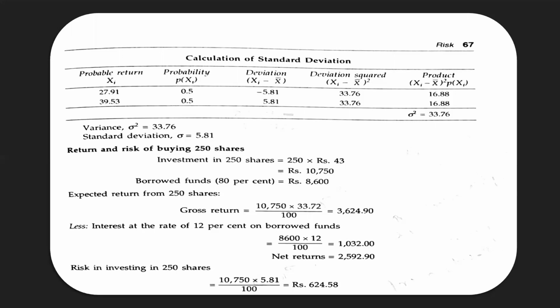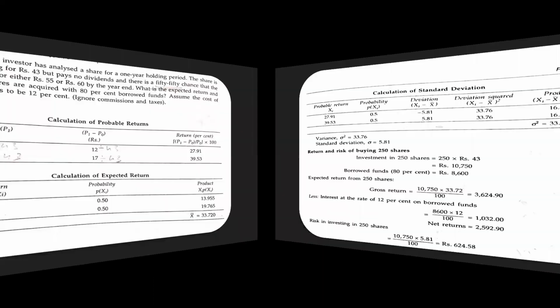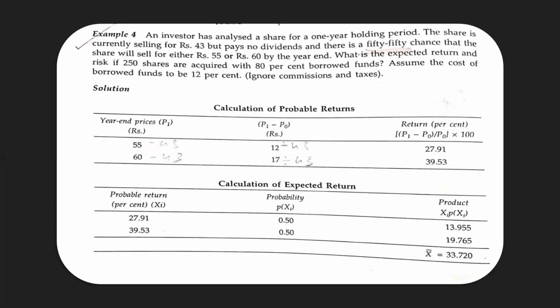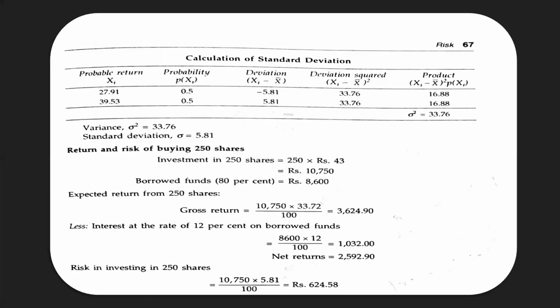Probability is 0.5, 0.5. Now we have to find the deviation from the expected return. What is the deviation? That is the next one. So we already calculated the expected return as 33.72. So the deviation of the probable return from the expected return needs to be calculated.